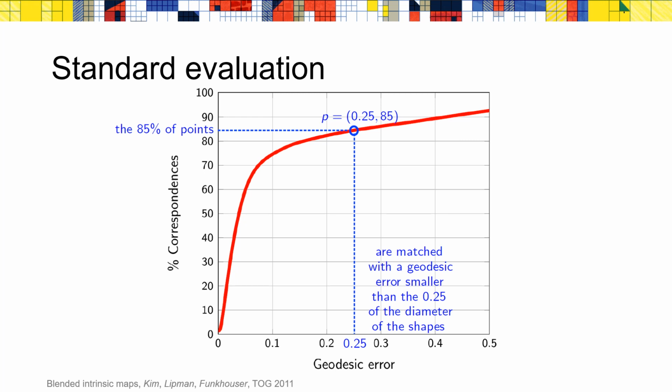In this case, this point says that 85% of the points have an error that is equal or smaller than 0.25. The error is computed as the geodesic distance between the estimated corresponding point and the ground truth corresponding point. Finally, this geodesic error is normalized, taking the relative distance with respect to the maximum geodesic distance that can be computed between all the pairs of points of the shape.